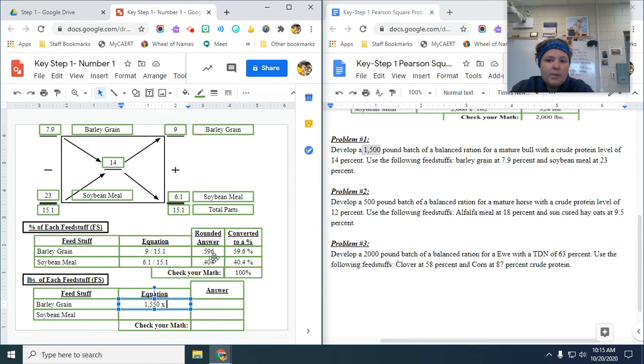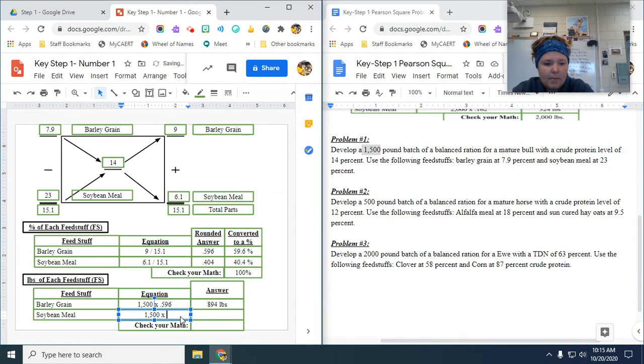So when you're multiplying by a percentage, you always want to turn it back into a decimal. If you try to use this percent, you're going to get a crazy high number. So you want to use this number right here. So we're going to take 1,500 times that 0.596, and we're going to get 894 pounds, okay?